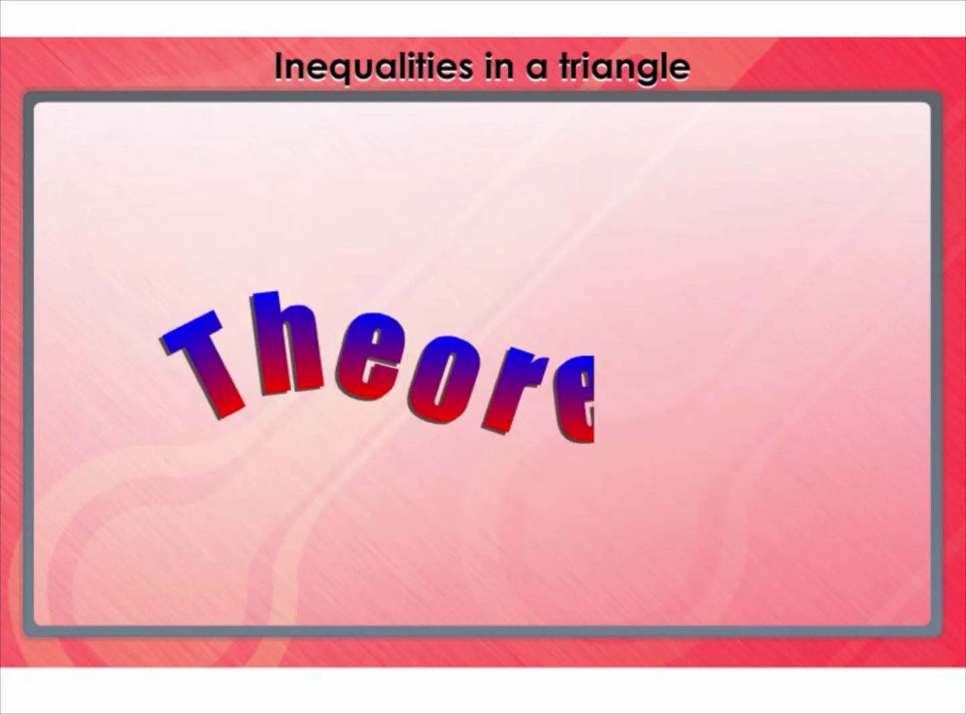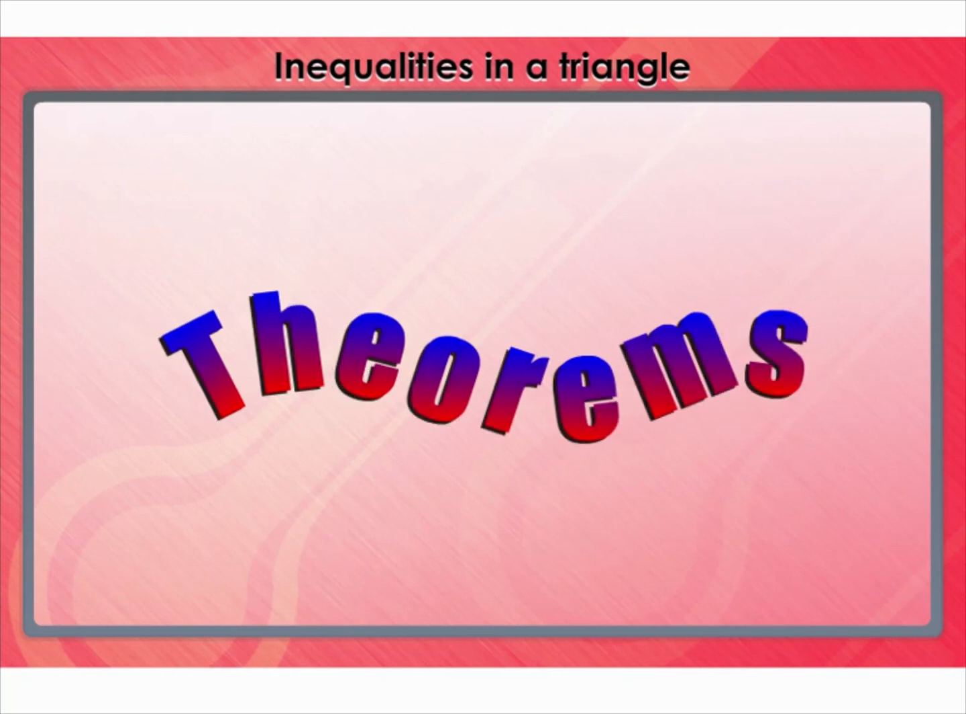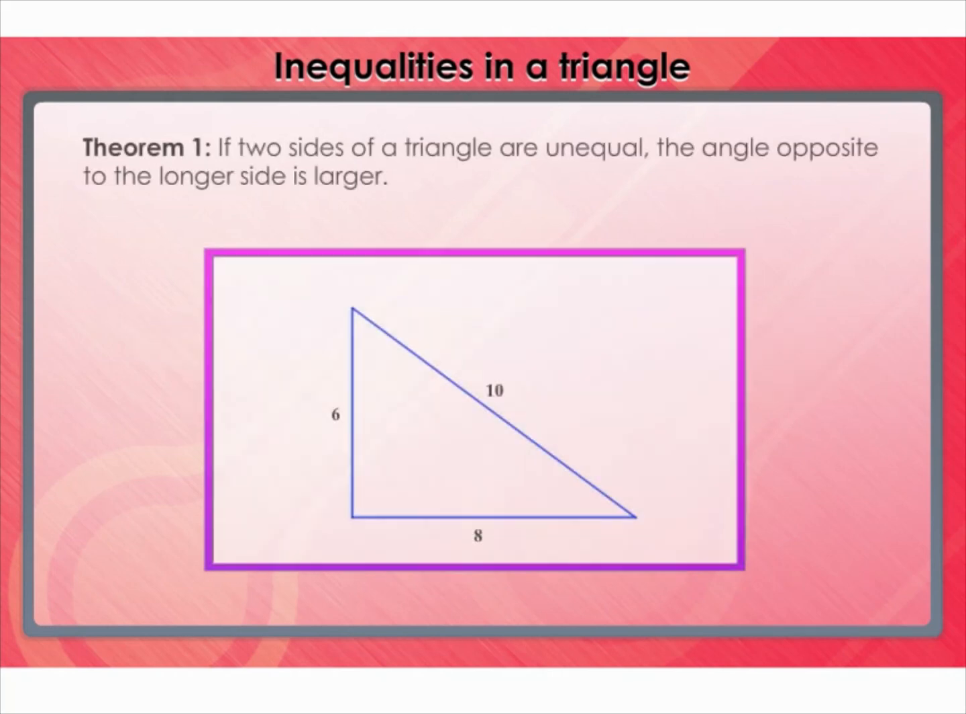By using the observation, we can verify the following theorems. The first theorem states that if two sides of a triangle are unequal, the angle opposite to the longer side is larger. To understand this theorem, let's consider the triangle with the sides of 10 units, 8 units, and 6 units respectively. Of these, the 10-unit side is of the greatest length.